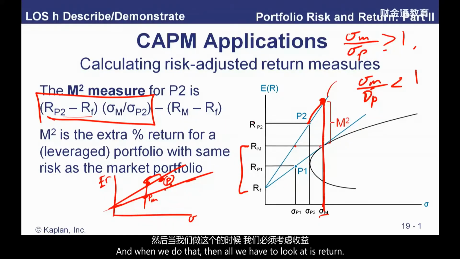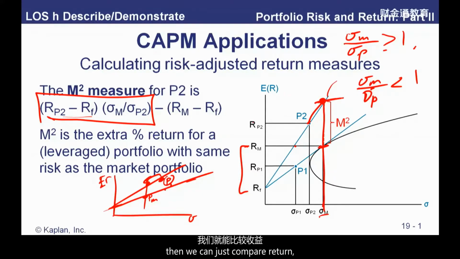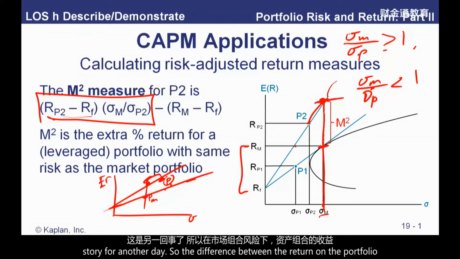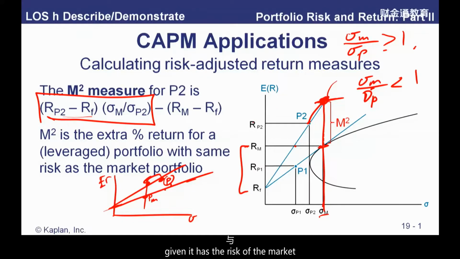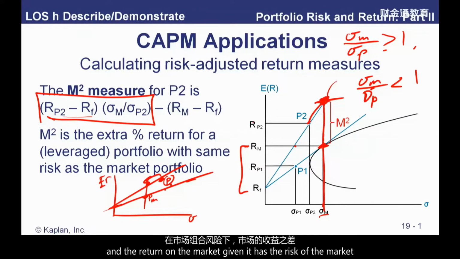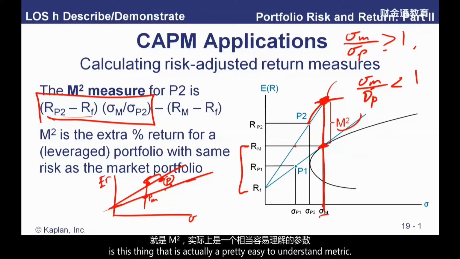And when we do that, then all we have to look at is return. So risk and return are important, but if the risk is the same, then we can just compare return, the distance, so the excess return, well, actually, we call this the active return, but that's a story for another day. So the difference between the return on the portfolio, given that it had the risk of the market, and the return on the market, given that it has the risk of the market, is this M square thing that is actually a pretty easy to understand metric.